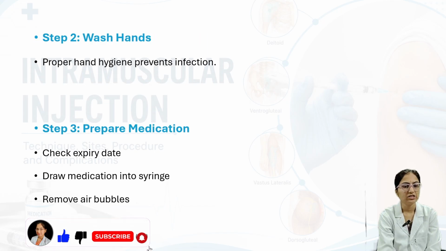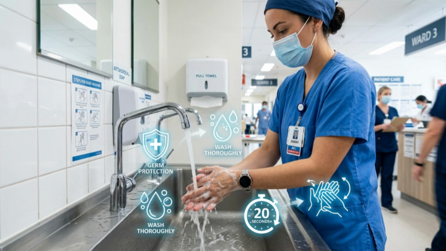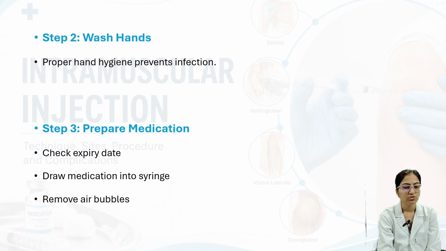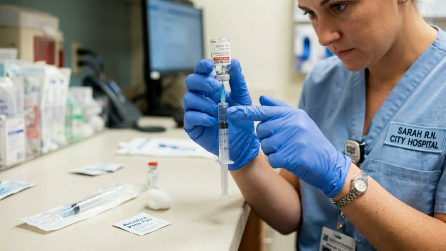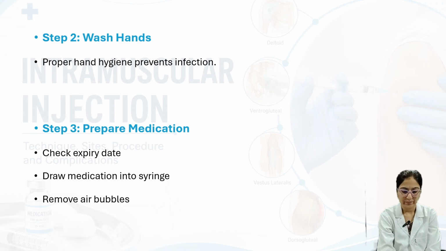And then the second step is wash hands. That is proper hand hygiene to prevent infection. And then third step, prepare medication. We need to check the expiry date and then draw medication into the syringe and then remove air bubbles. This is our third step.